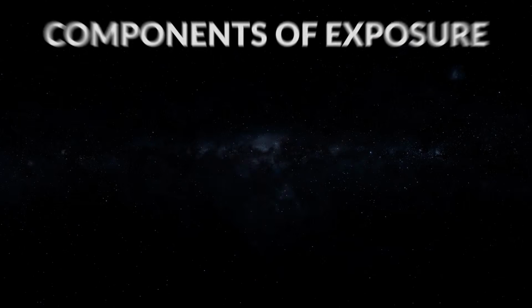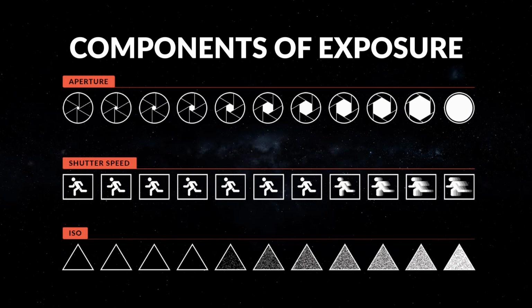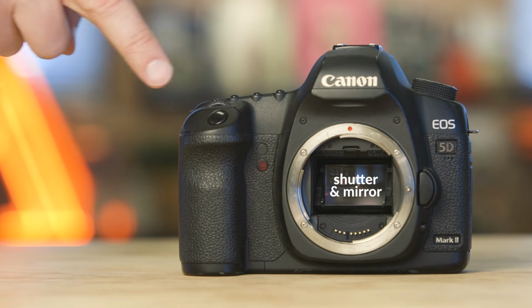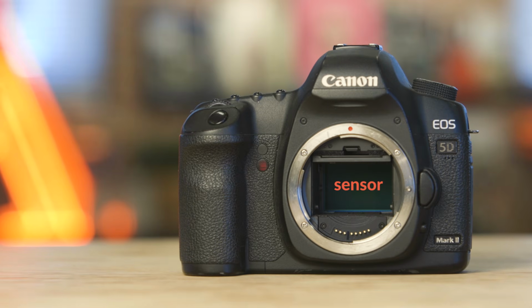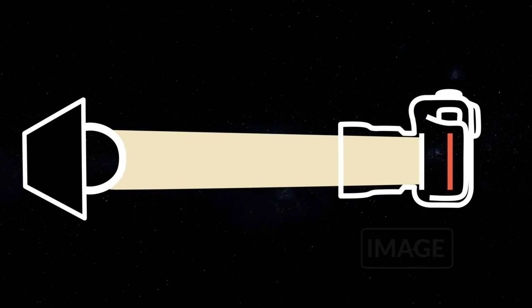So to start off, what is shutter speed? Well, it's one of the three fundamental components that controls the amount of light coming into your camera, along with ISO and aperture. Shutter speed is the amount of time that a physical shutter inside your camera opens and closes, and this exposes the sensor in your camera to light.